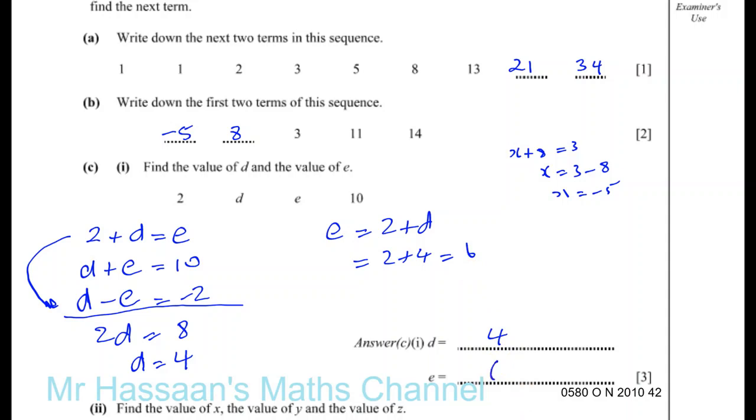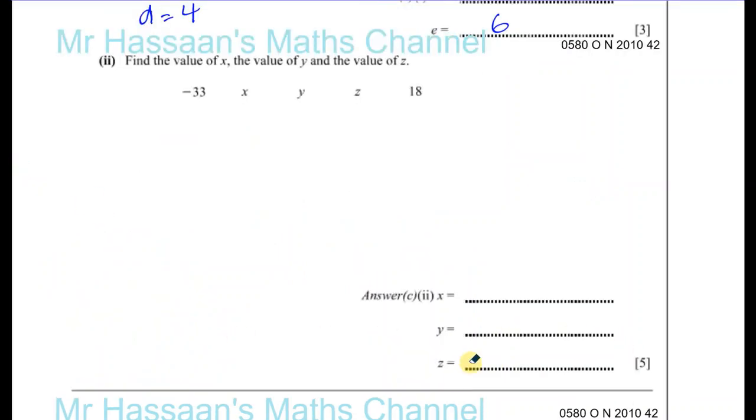And you should always check to see if that makes sense. If I put a 4 here and a 6 here, does that work? 2 plus 4 is 6, 4 plus 6 is 10. Yes, it does. So we can be sure that we're correct.